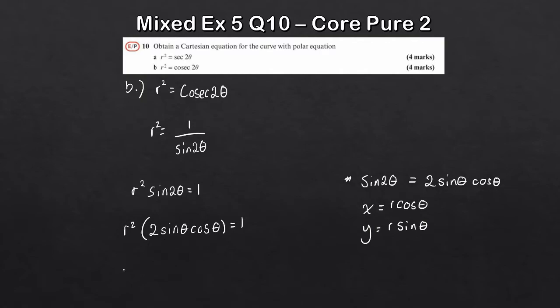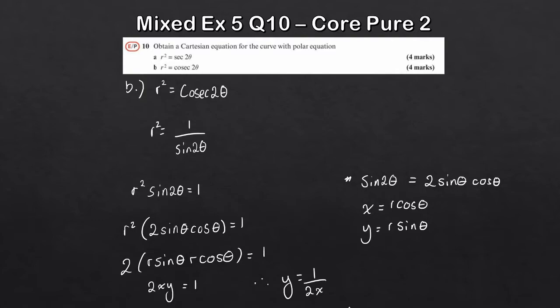We could technically write this as 2 lots of r sine theta, r cos theta, like so, which is equal to 1. And then obviously if you've got r sine theta times r cos theta, that's just the same as xy here. So what we get is 2xy is equal to 1. So therefore y would just be 1 divided by 2x there. Okay, so that brings us to the end of that question.